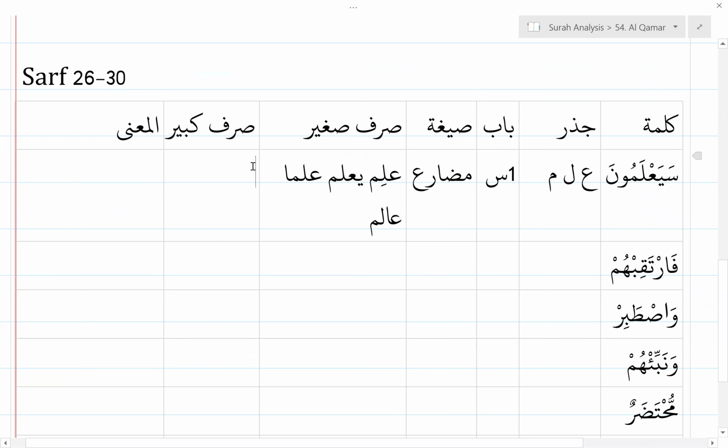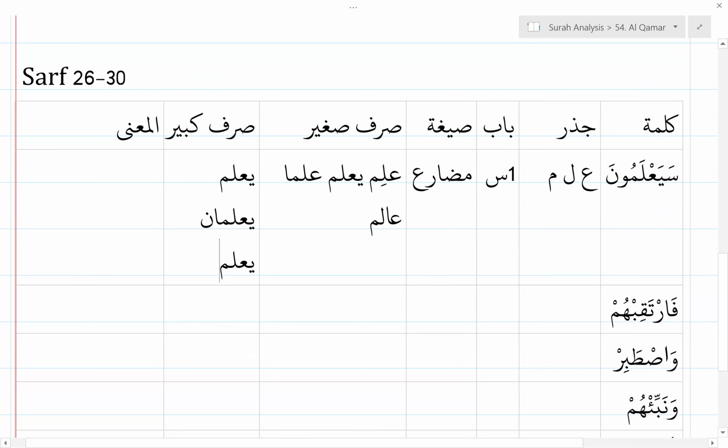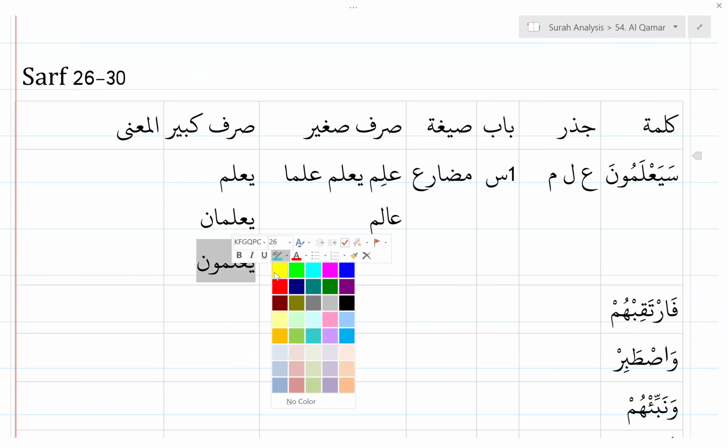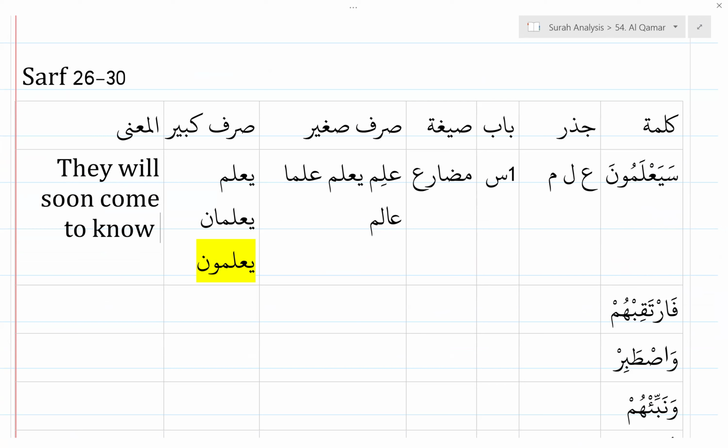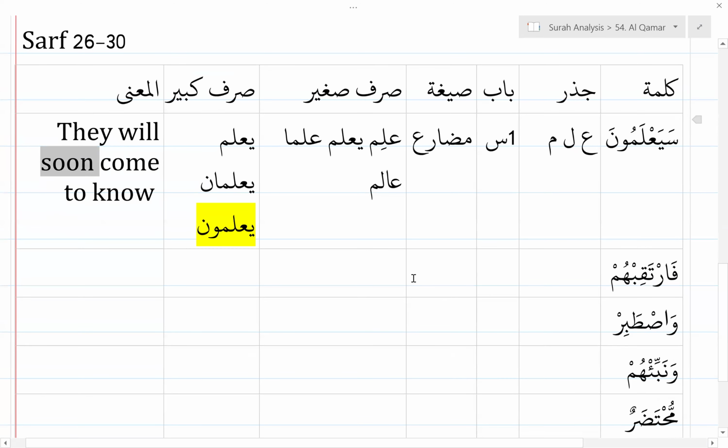So the sarf kabir will be مضارع. We're doing the مضارع. So يعلم، يعلمان، يعلمون. So we have got the verb which is needed. So we found it, يعلمون. That's the one. And what does it mean? They will be knowing. Will soon come to know. I am writing it like this, they, because of the sin. So soon. Easy to remember. سيعلمون, they will soon come to know, or they will soon know, right?